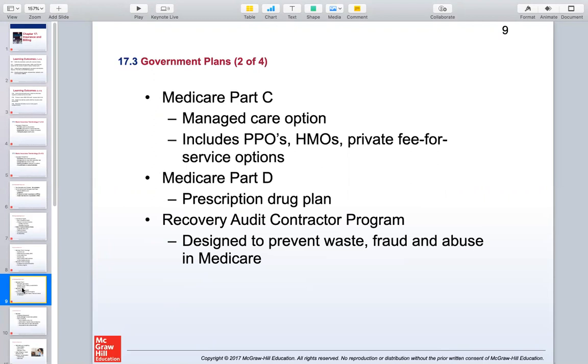But the RAC program is just there to make sure that that is being prevented at all costs, doing audits, stuff like that, making sure you're submitting the meaningful use codes so that you are following all the guidelines to make sure that none of that insurance fraud or abuse is being performed. Okay.